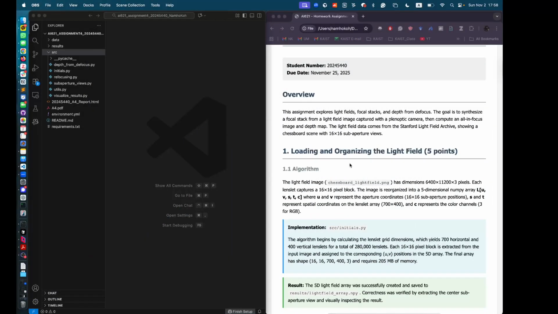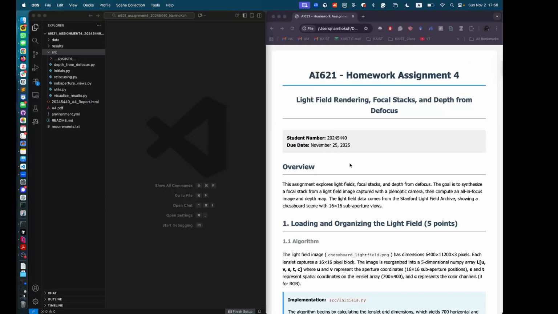Hello everyone, my name is Namho, and today I will walk you through my implementation of the light field processing, focus stacks, and depth from defocus for assignment 4.